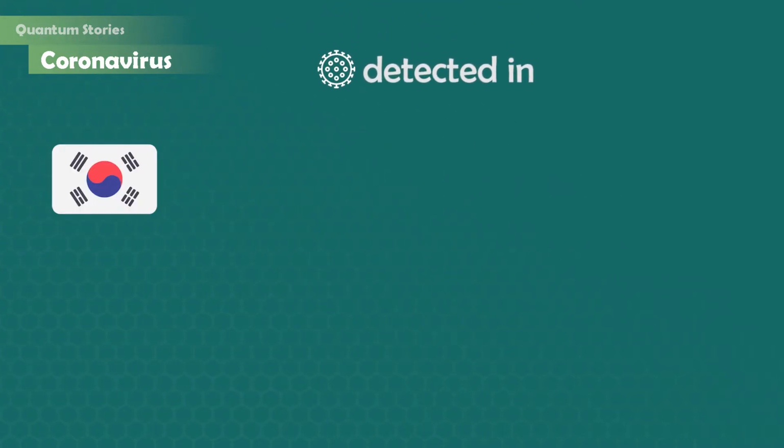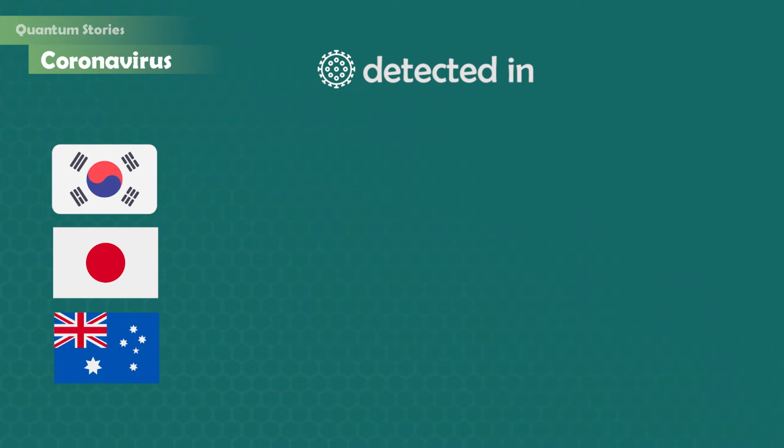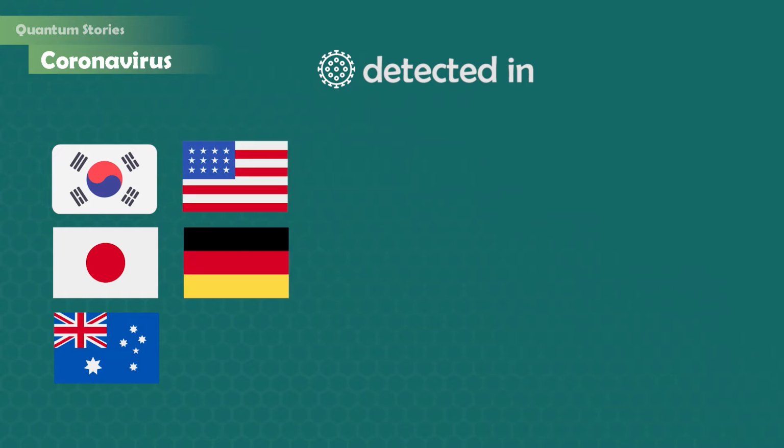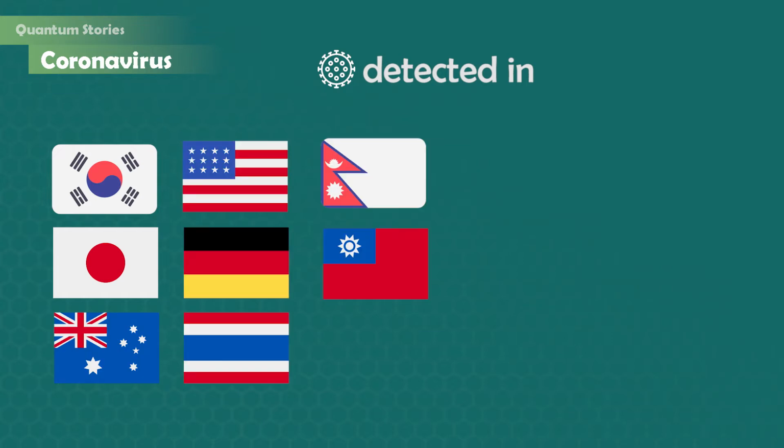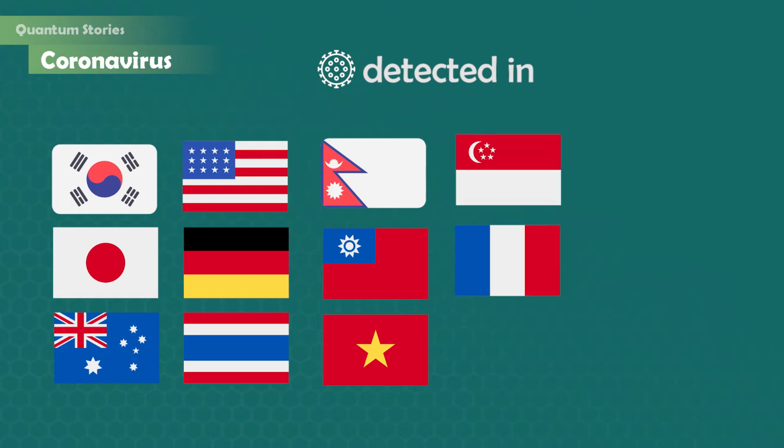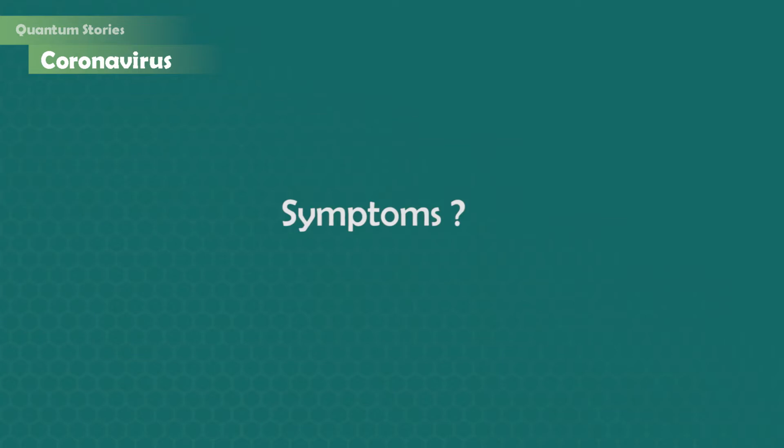Today it's found in South Korea, Japan, Australia, the United States, Germany, Thailand, Nepal, Taiwan, Vietnam, Singapore and France. But it will quickly spread to neighboring countries. By the way, later in this video I will show you a live map where you can follow the spread. So let's talk about the symptoms now.